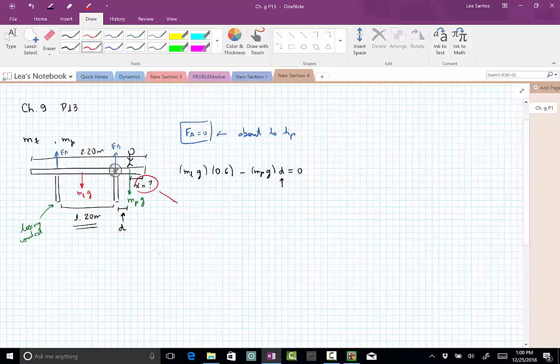Okay, so to get x, what we need to do, well, this whole distance here, it's 5 meters, right? We know that because the whole table is 2.2 and this part is 1.2, so I know that this is 0.5 and this other side is also 0.5. Okay, so to find x, I'm going to write 0.5 meters minus the d that we found there, and this will be the answer of the problem.